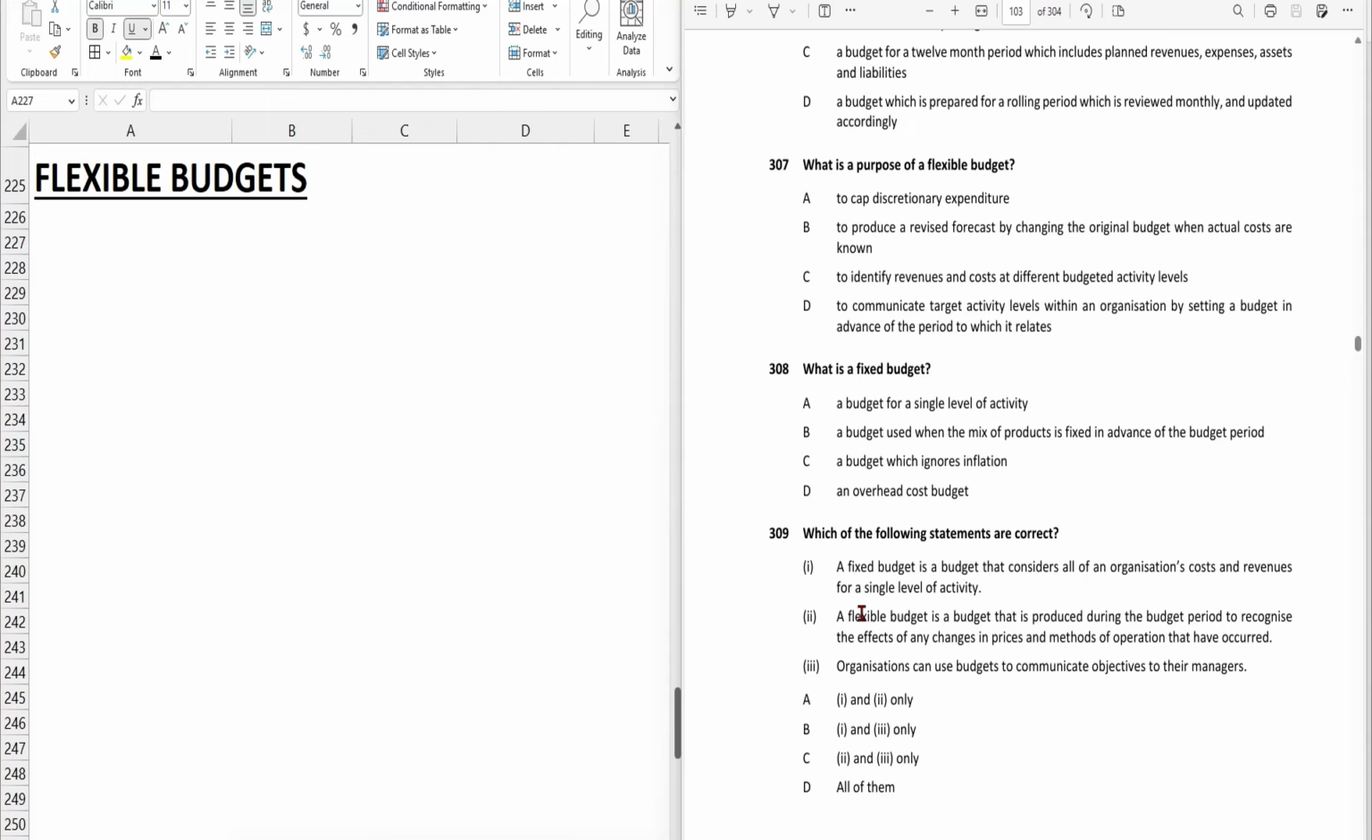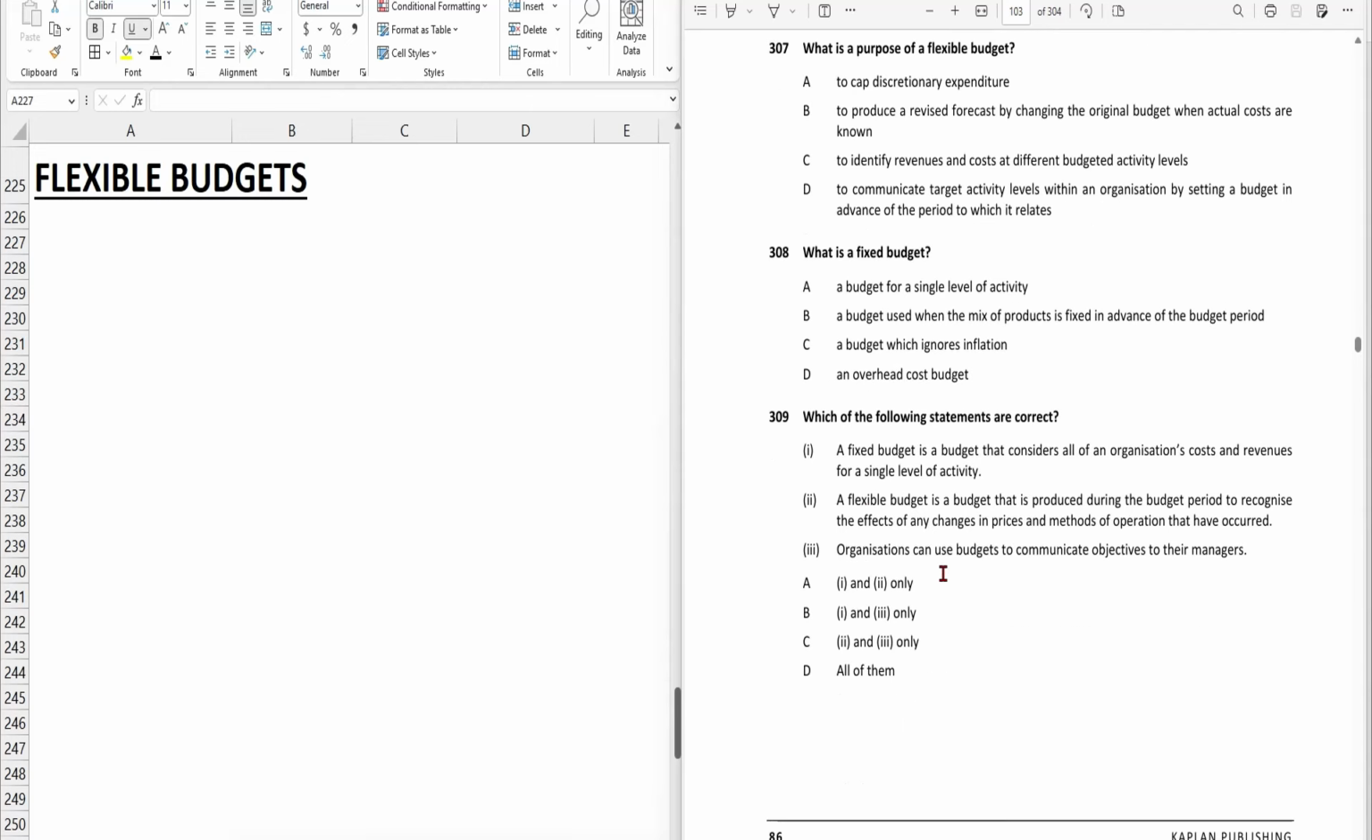Next is a budget which ignores inflation. So again, this is incorrect. Whether the budget includes or excludes inflation, it's a different thing. A budget can be fixed with inflation or without inflation, right? So ignoring inflation is not what makes the budget fixed or flexible. So that's why it's incorrect. Regarding the fixed budget, it's a fixed level of activity, not about inflation.